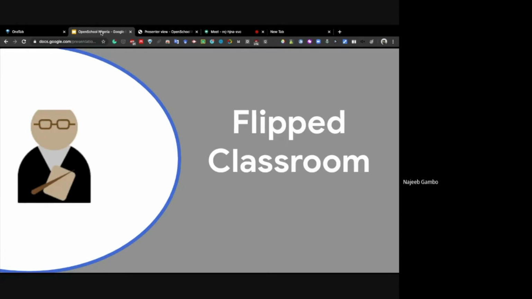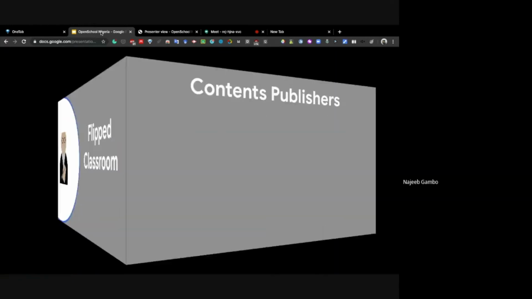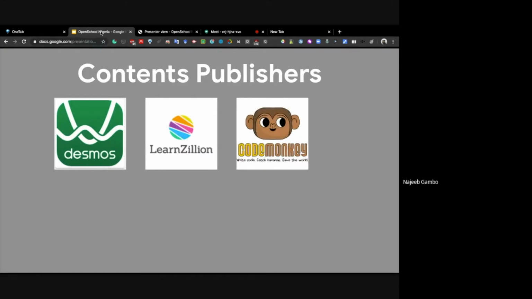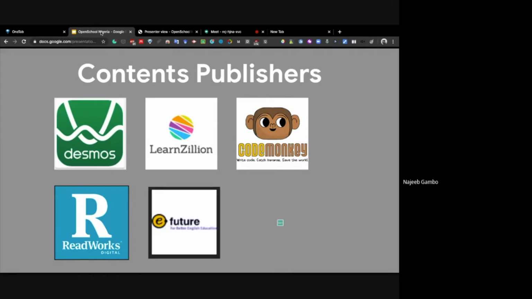You adopt content that is not yours, but is open content that you can use and teach your students. For example, here is some content from different publishers, like Desmos if you are teaching mathematics, Learning Zillion, CodeMonkey if you are teaching computer science to students, ReadWorks if what you are looking for is for students to learn how to read, and FutureLearn and Quill, which provide training on how to teach people.